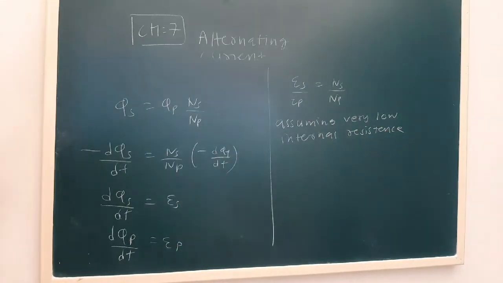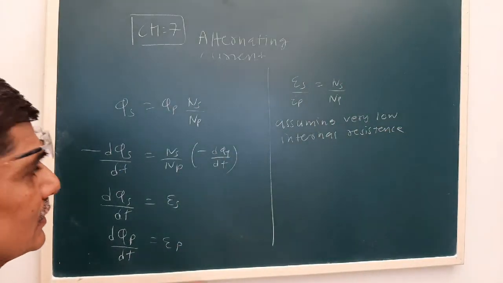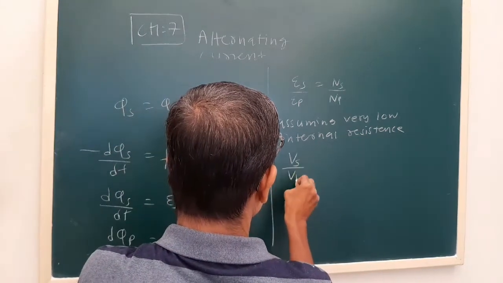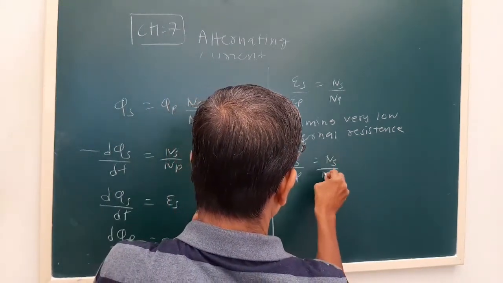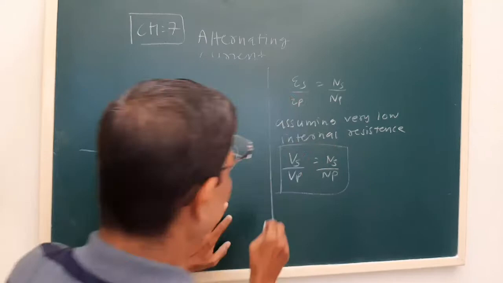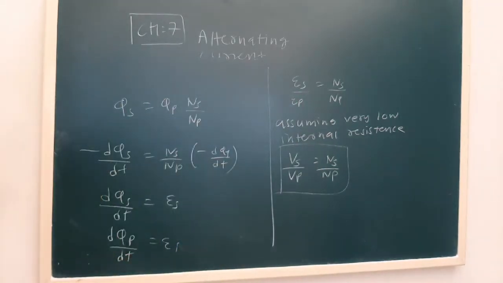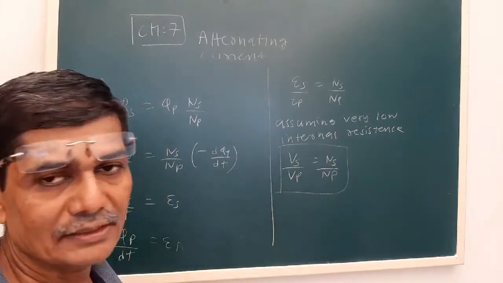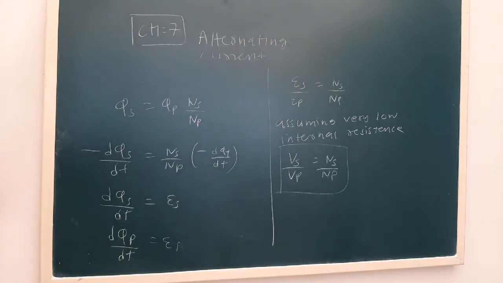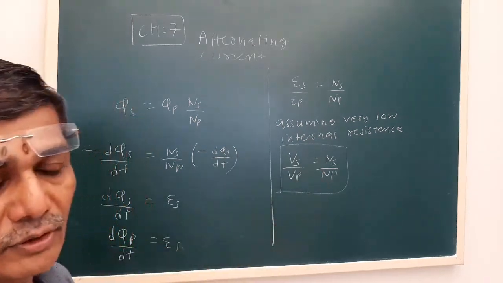Okay, assuming very low internal resistance, we can say Vs upon Vp is Ns upon Np. Now Vs is the secondary voltage and Vp is the primary voltage. Ns is the number of turns in the secondary, Np is the number of turns in the primary. This is the secondary voltage, this is the primary voltage.